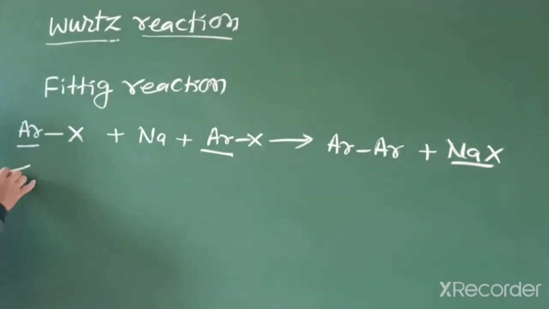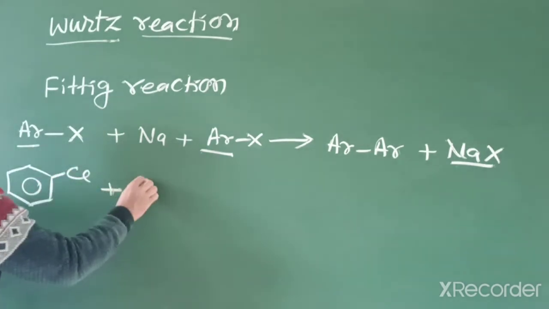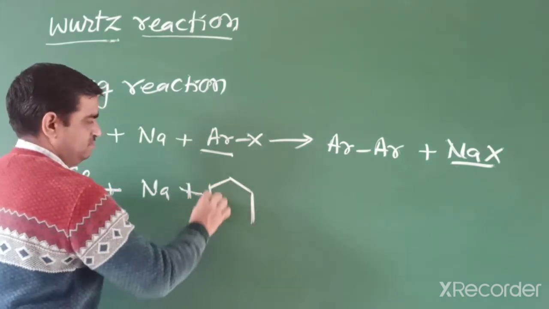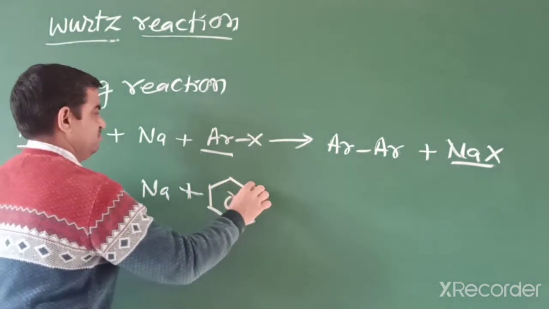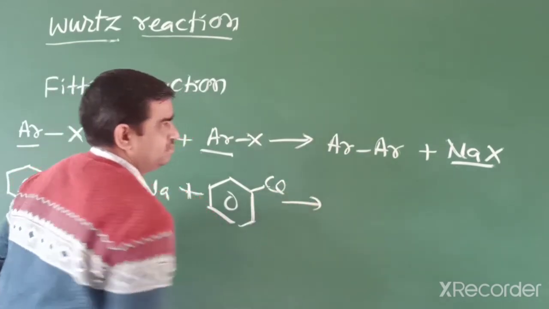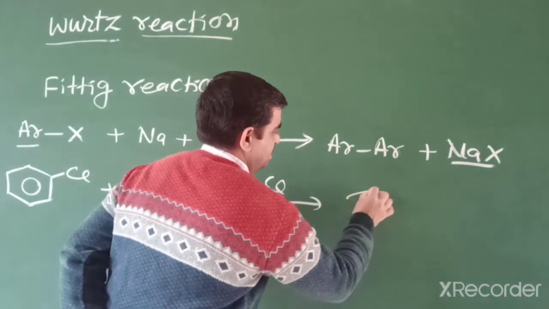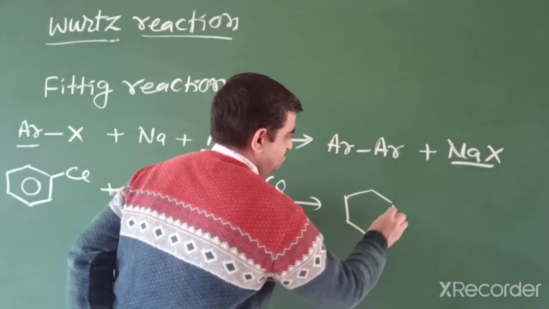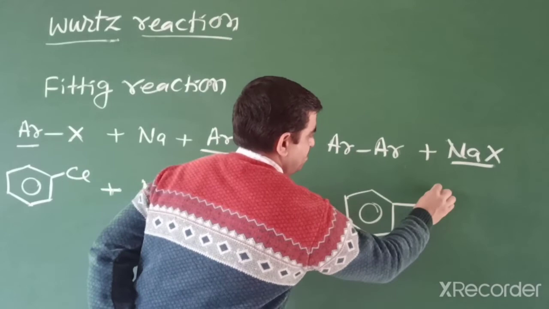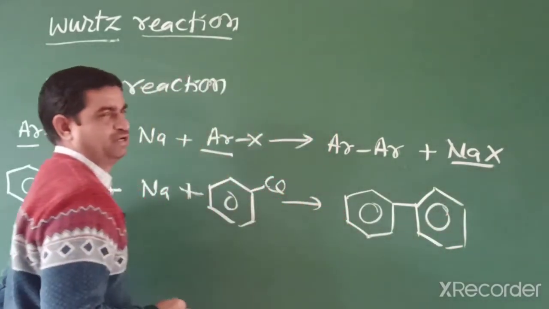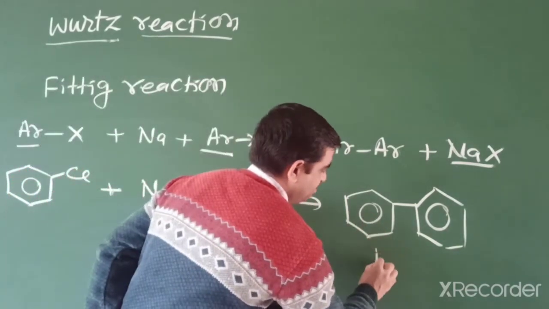So if I write an aromatic halide like this, chlorobenzene, when it reacts with sodium and another chlorobenzene, we get a product like this. This product is known as biphenyl.